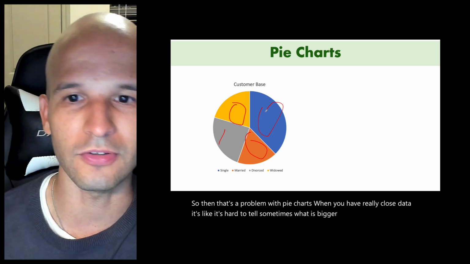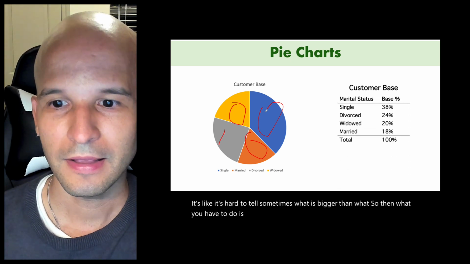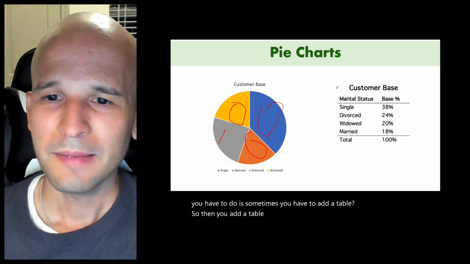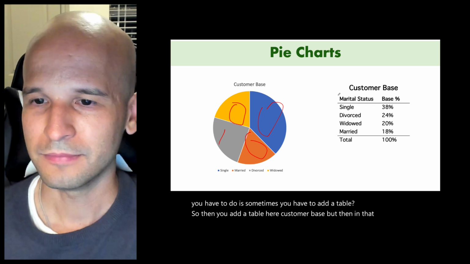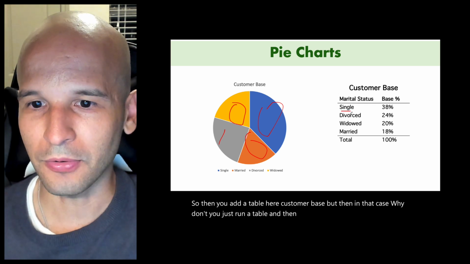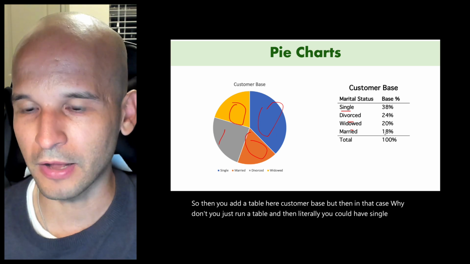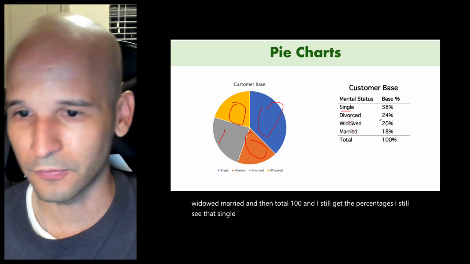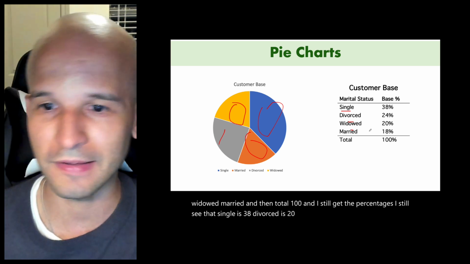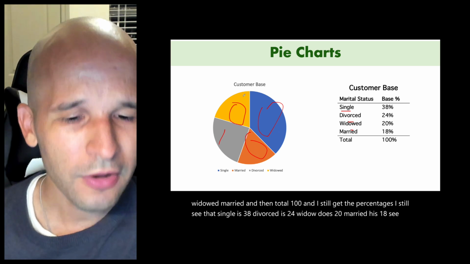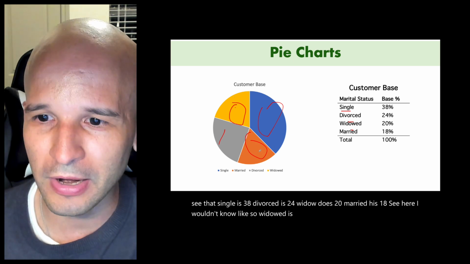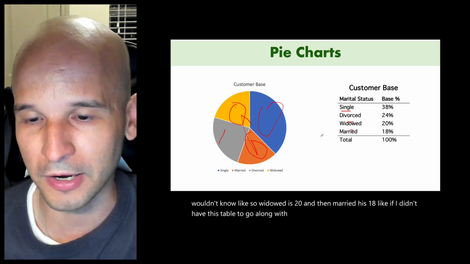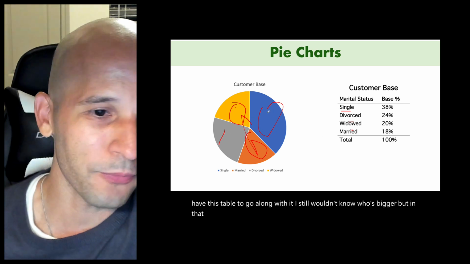So then sometimes you have to add a table. So you add a table here, customer base, but then in that case, why don't you just run a table? And then literally you could have single, divorced, widowed, married, and then total 100%, and I still get the percentages. I still see that single is 38%, divorced is 24, widowed is 20, married is 18. See here, I wouldn't know, so widowed is 20% and then married is 18. If I didn't have this table to go along with it, I still wouldn't know who's bigger. But in that case, if you don't know from the graph, why do you need the graph?